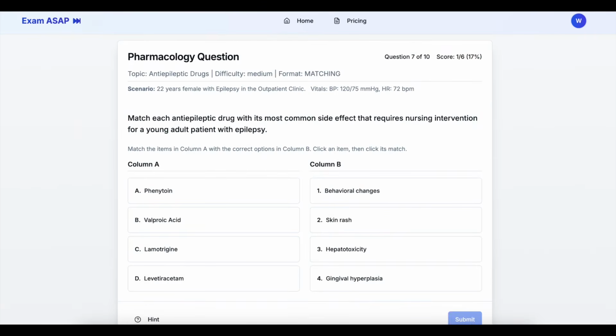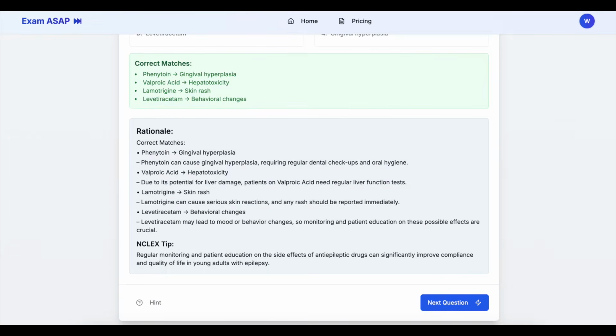Match each anti-epileptic drug with its most common side effect that requires nursing intervention for a young adult patient with epilepsy. Correct matches are as follows. Phenytoin is with gingival hyperplasia. Phenytoin can cause gingival hyperplasia, requiring regular dental checkups and oral hygiene. Valproic acid is with hepatotoxicity. Due to its potential for liver damage, patients on valproic acid need regular liver function tests.